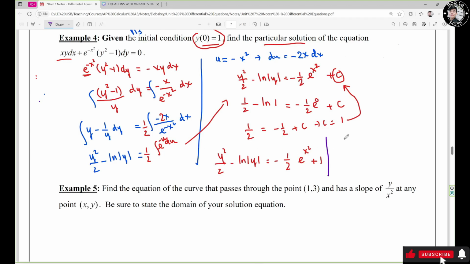Multiply both sides by 2. So I have y squared minus 2 natural log of y. Look at the initial condition right here. It's going to be positive, right? 1, positive. So I can eliminate the absolute value sign, right? Equals negative e to the s squared plus 2, right? This one is the final answer.